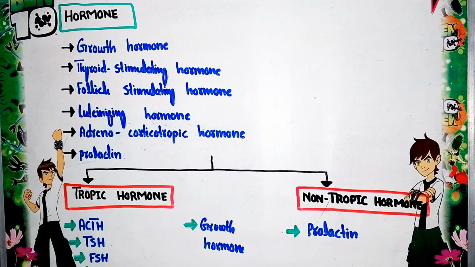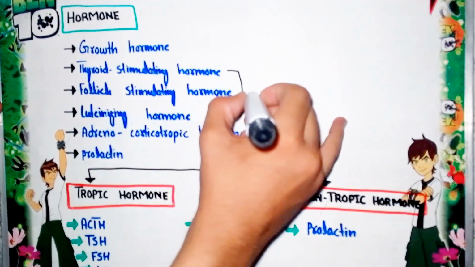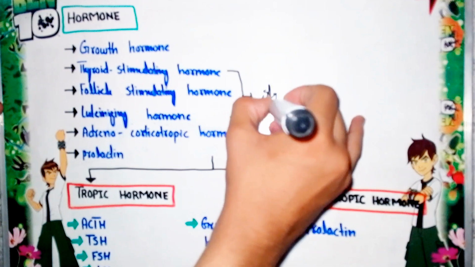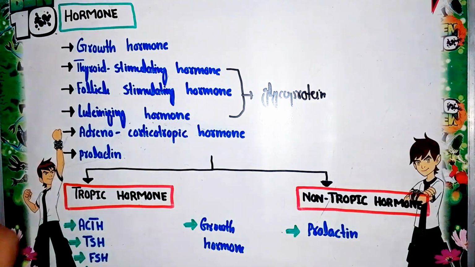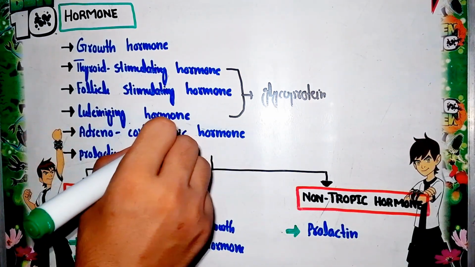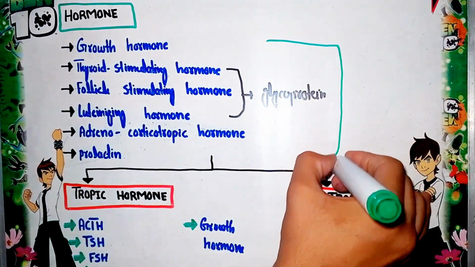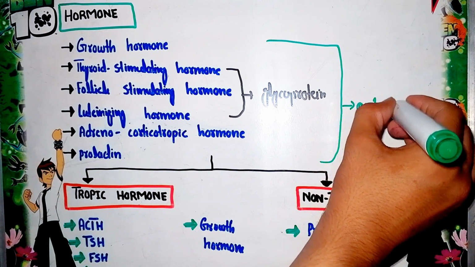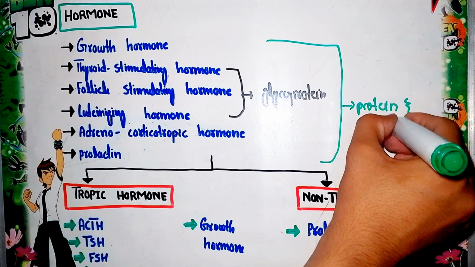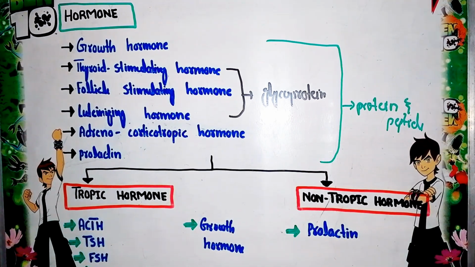Now if we talk about the chemical nature of these 6 hormones, these 3 hormones, that is TSH, FSH and LH, are glycoprotein in nature, while the remaining 3, that is growth hormone, adrenocorticotropic hormone (ACTH) and prolactin, are called protein or peptide in nature. So the anterior pituitary is responsible for the secretion of glycoprotein hormones and also protein and peptide nature hormones.